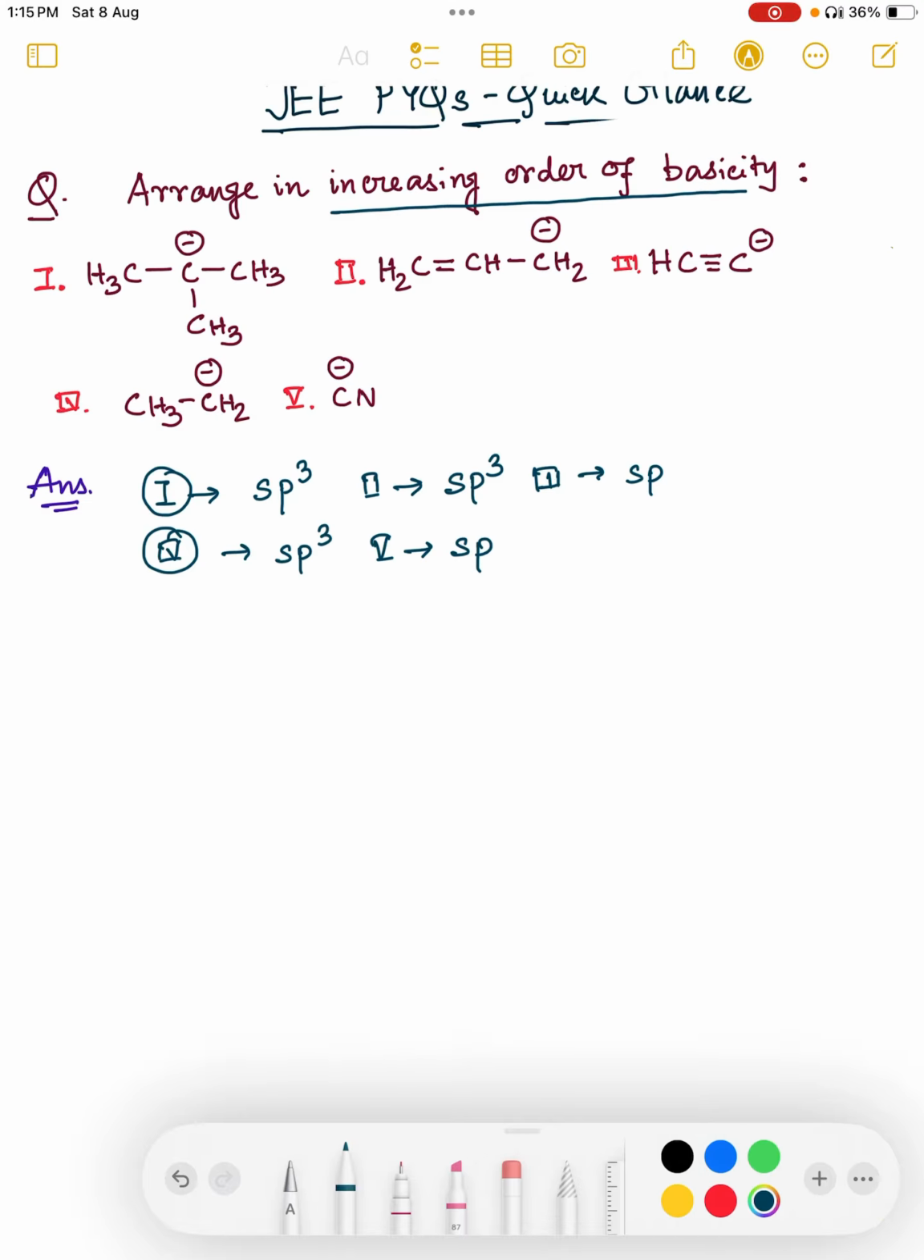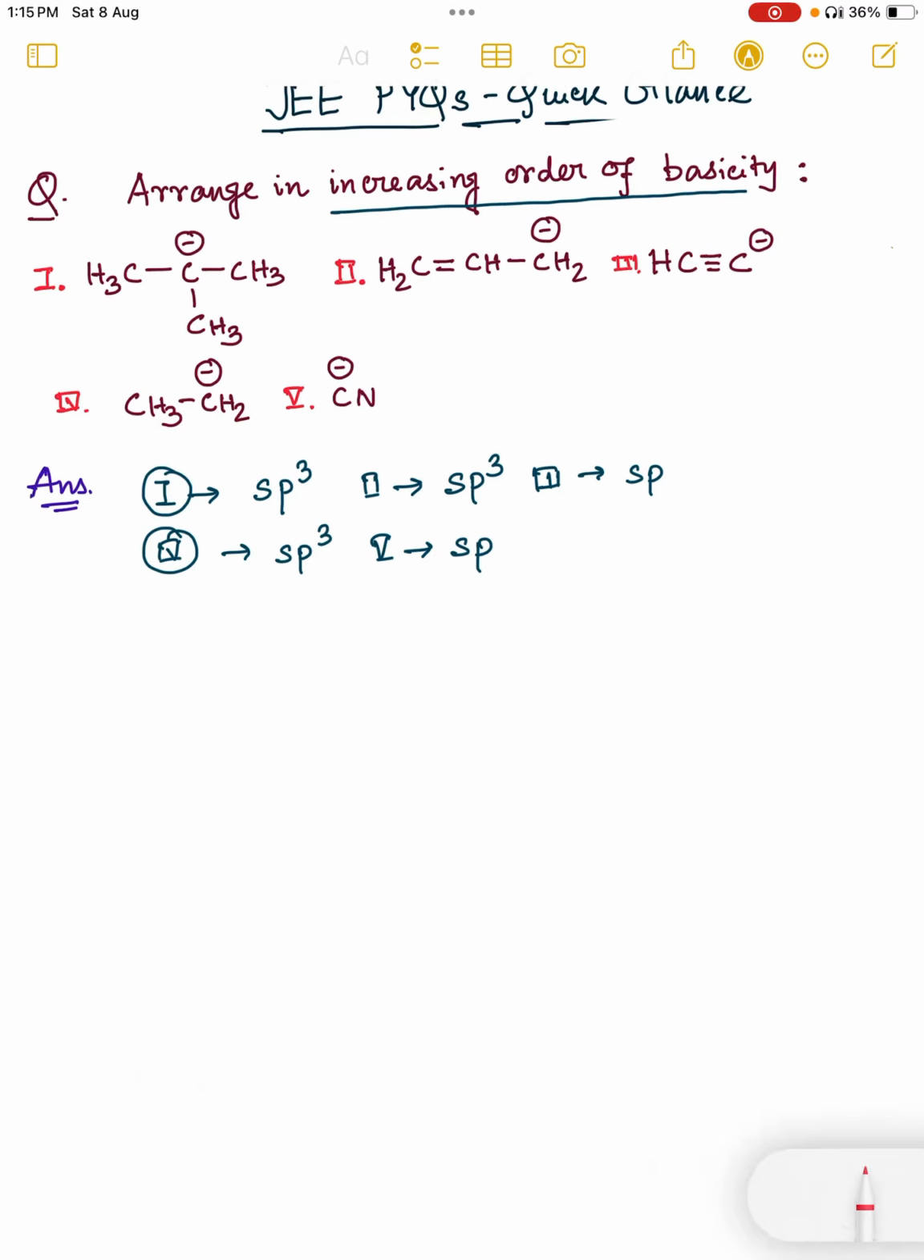So as you know, if we talk about hybridization, the electronegativity order of different atoms follows this trend: sp3 less than sp2 less than sp. sp3 has 25% s character, sp2 has 33.3% s character, and sp carbons have 50% s character.